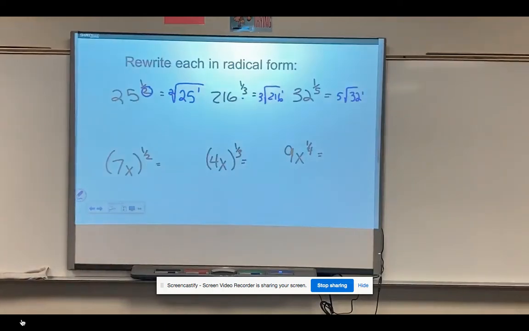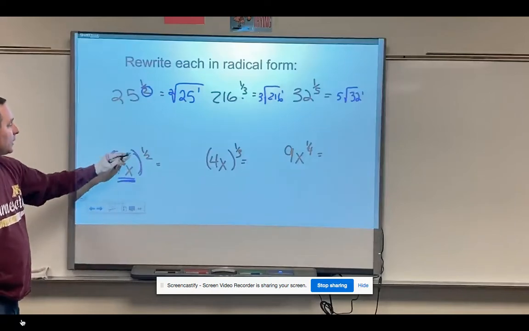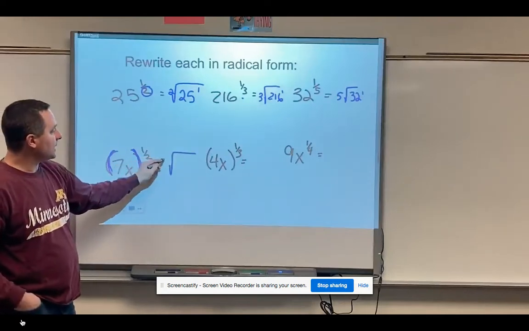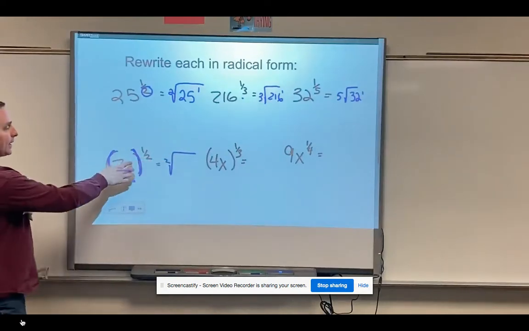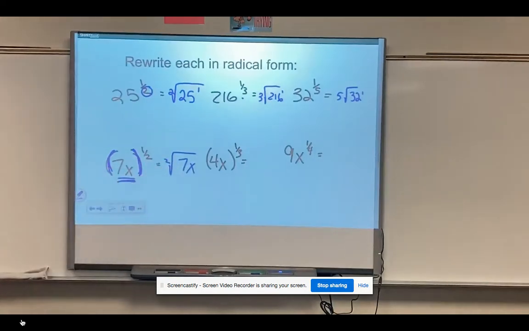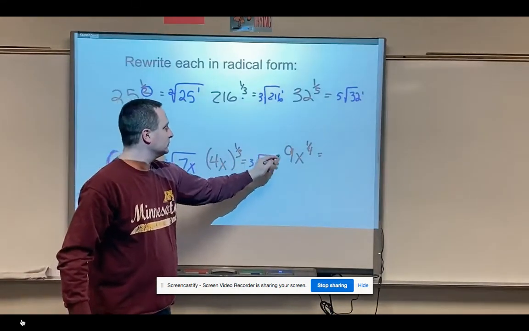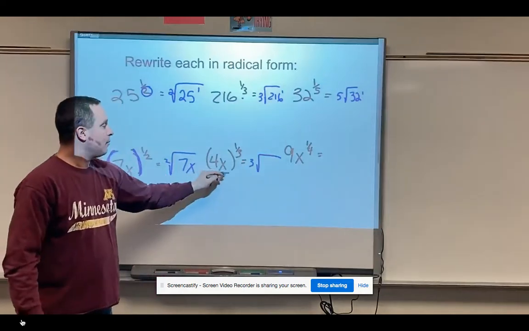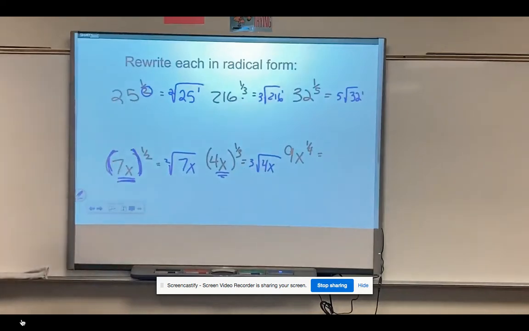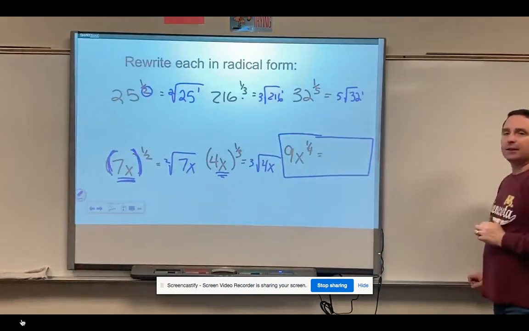The second row of numbers, if we look carefully, is kind of like the last one I did on the last screen. There's more than just one number or one letter being raised to a power. So in my radical here, I can see it's going to be a square root. And what's being raised to the 1/2 power? The 7 and the x. So they both have to go underneath the radical. Same thing is true with this one. I have a cube root. You notice the denominator's a 3. Both the 4 and the x are being raised to the 1/3 power, so they both have to go underneath the radical. When I get to this last one here, now look carefully at that one.